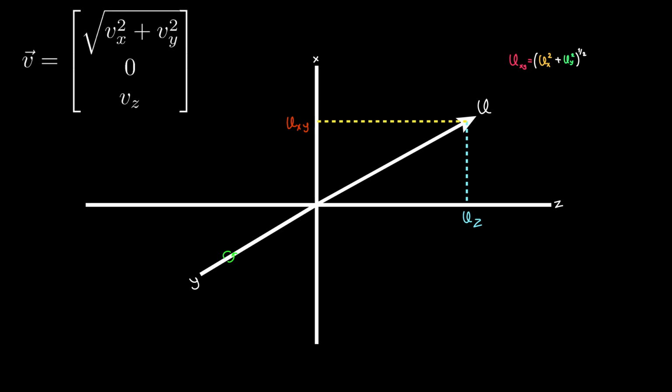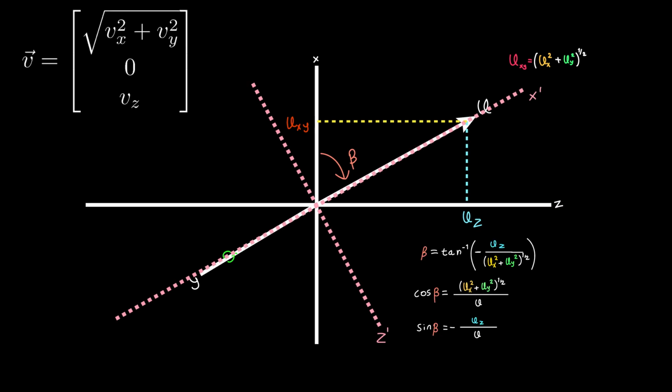Now looking from the y direction, the velocity vector appears as a 2-dimensional vector in the xz plane, with components the square root of vx squared plus vy squared in the x direction and vz in the z direction. The magnitude of the vector remains the same, v. From the diagram, to bring the velocity onto the x-axis, we must rotate by a negative angle. So don't forget to include the negative angle in calculations. This rotation angle is found from the right triangle. The cosine and sine of this angle are these.